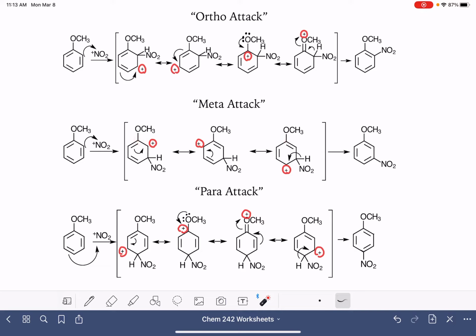So again, just like with the last one, we want to look at which two mechanisms are similar and what they have in common. And again, our similarity is going to be between the ortho and the para mechanisms. This time, in addition to having the positive charges in the same positions on the ring, they also have that fourth resonance structure in common. So our ortho and para mechanisms have 4 resonance structures.